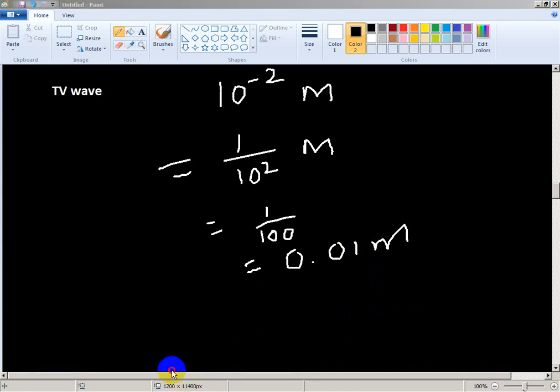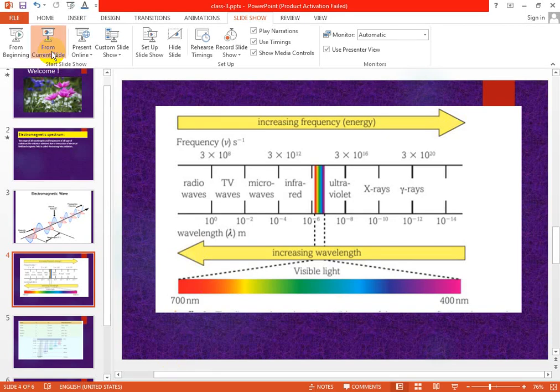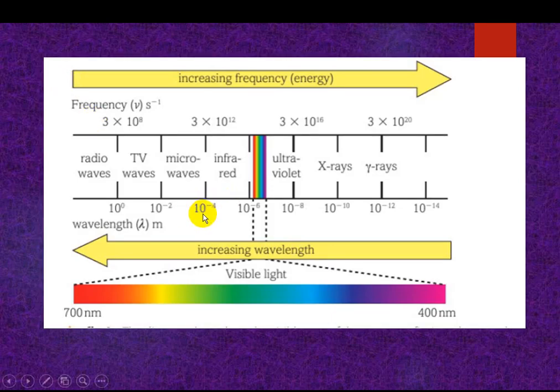Next, microwave is 10 to the power minus 4 meter. Then infrared is 10 to the power minus 6 meter, and visible light is 700 nanometer to 400 nanometer. Ultraviolet is 10 to the power minus 8 meter, X-ray 10 to the power minus 10 meter, gamma ray 10 to the power minus 12.